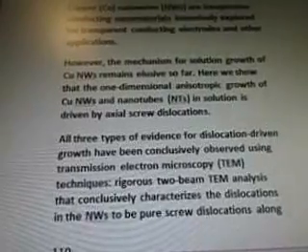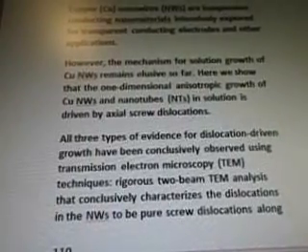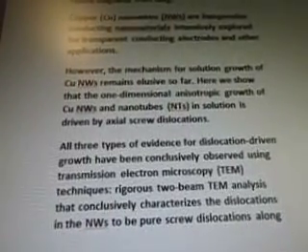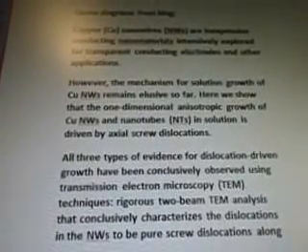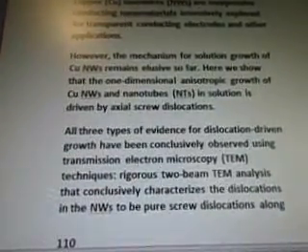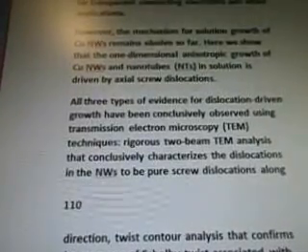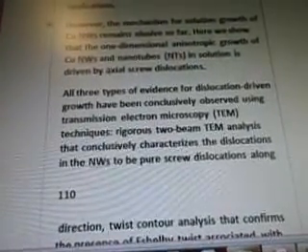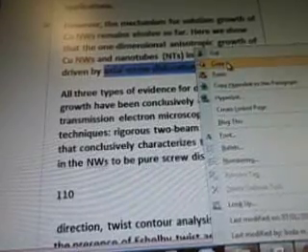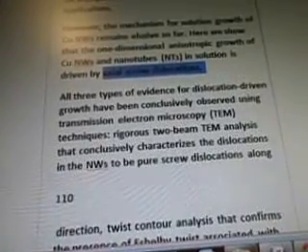So here we show that the one-dimensional anisotropic growth of Cu-NWs and nanotubes, NTs, in solution is driven by axial screw dislocations. All three types of it, I don't know what that means, just so you know. I should actually look it up. Never mind. I'm going to add that to my to-do list of 100 or so more videos to work on, because I was just in a hurry.